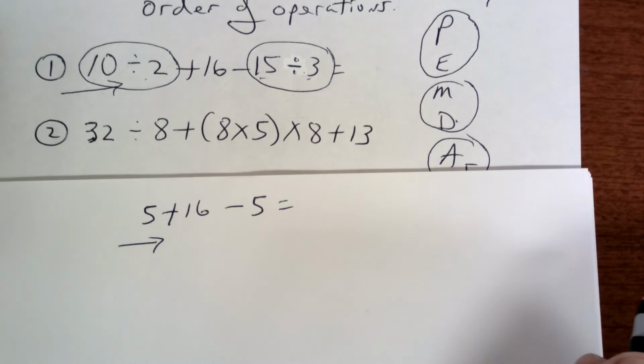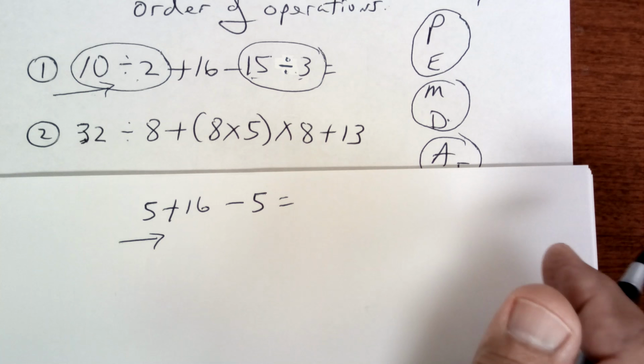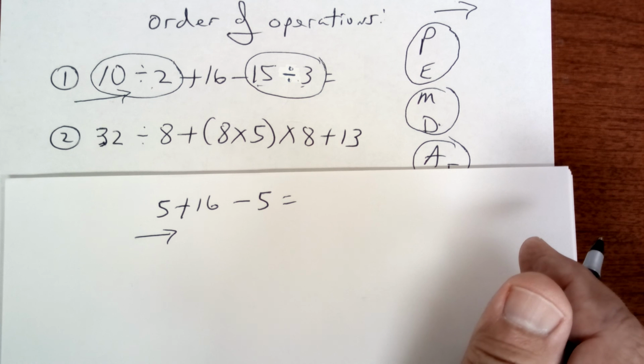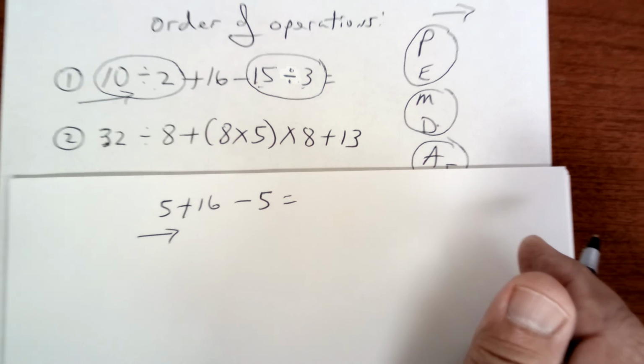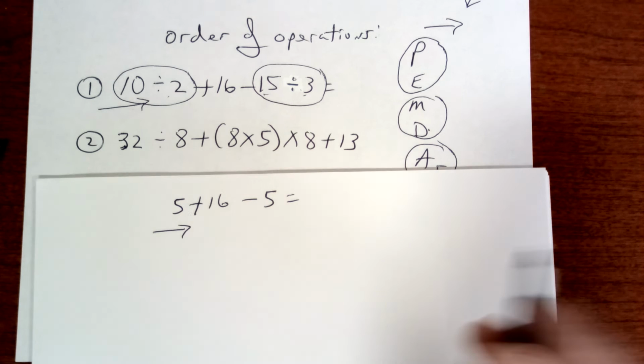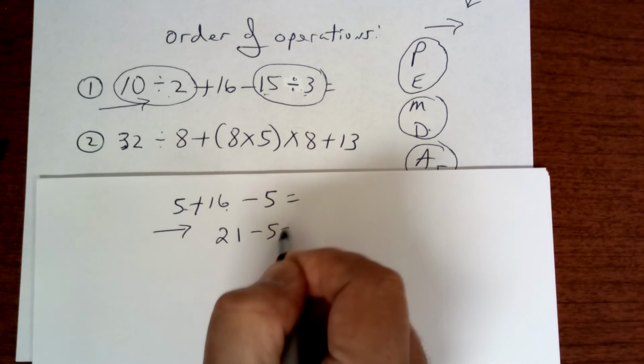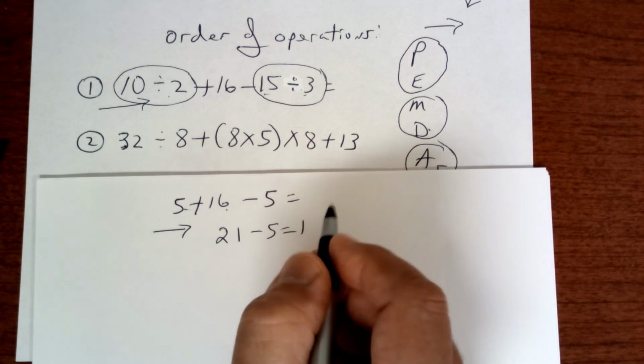So I'm going to add these up. I got to get a little smaller so I don't run out of space. So this right here becomes 21, and then minus 5. It looks like 16 will be the answer.